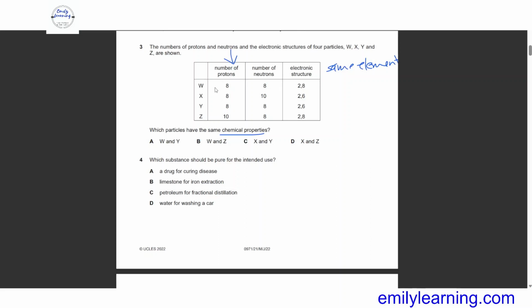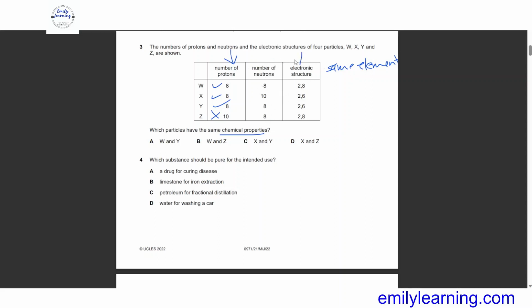So the ones with the same number of protons will have similar properties. Now let's take a look at this. We have W, X, and Y. Z, we know that it is a different element, so it's out. So we have W, X, and Y. But if you look at the options here, what do you notice? You only have 2, right? So let's take a look in greater detail. Neutrons will not affect chemical properties. It only affects physical properties, so we can ignore this column here.